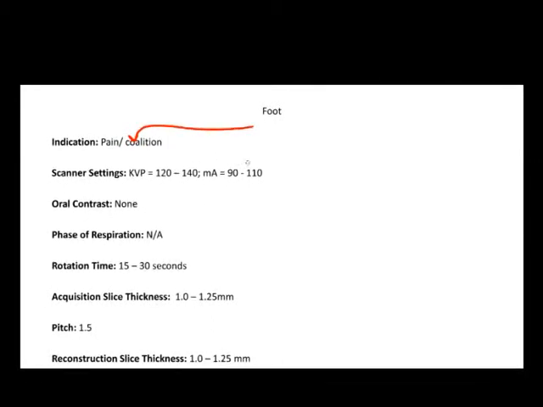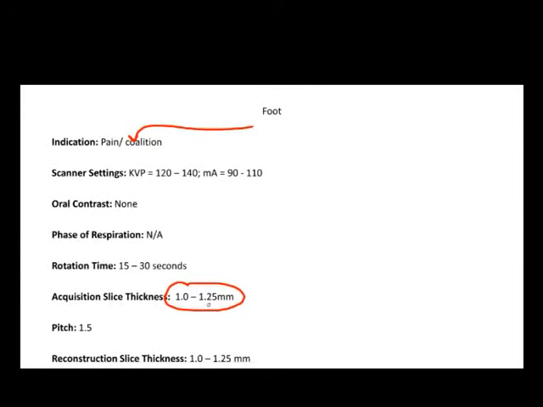A KVP is going to be 120 to 140, and MA is going to be 90 to 110. Notice we drop our MA simply because we're going through a very, very small portion of the body, and so not a lot of penetrating power is going to be needed. Oral contrast is going to be none, and the respiration is not going to matter at all either.